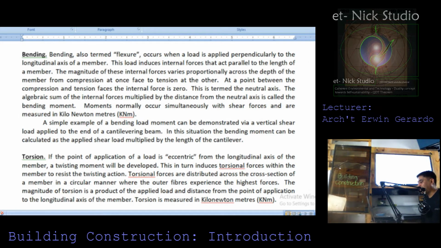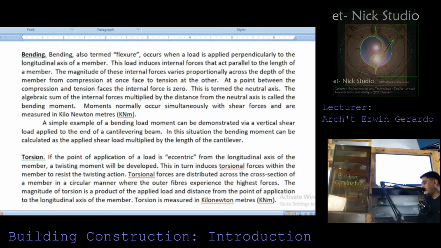So moment normally occurs simultaneously with shear forces and is measured in kilonewton meters, abbreviated as kNm. A simple example of a bending moment can be demonstrated via a vertical shear load applied to the end of a cantilevering beam. In this situation, the bending moment can be calculated as the applied shear load multiplied by the length of the cantilever.